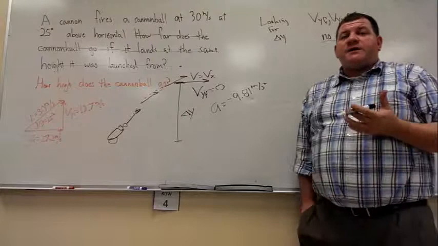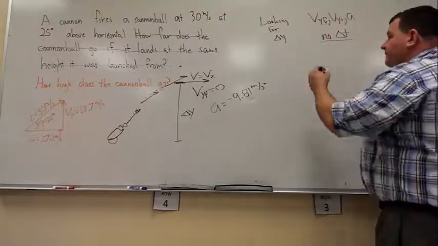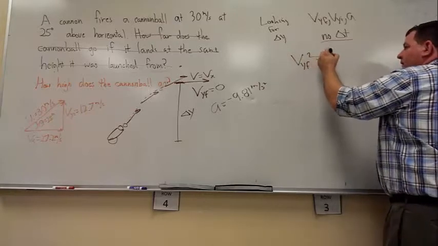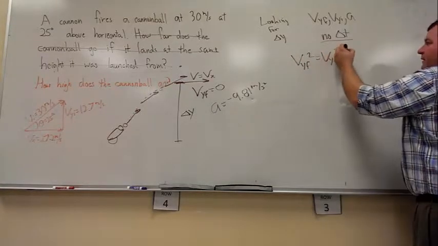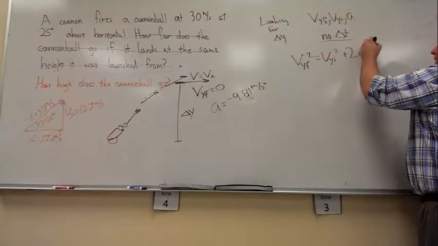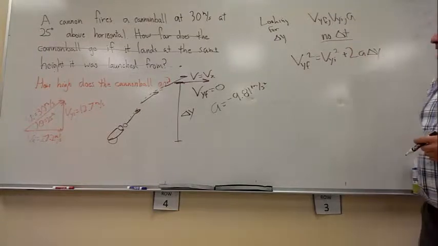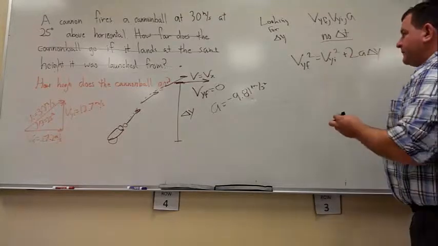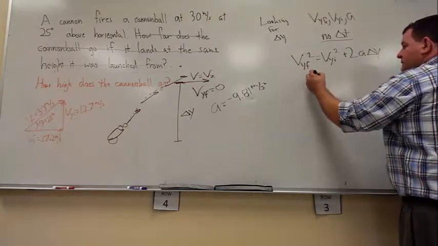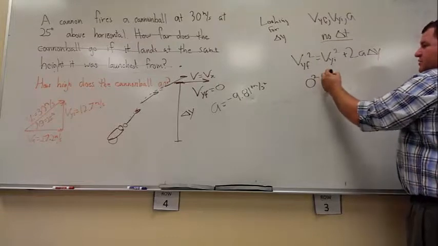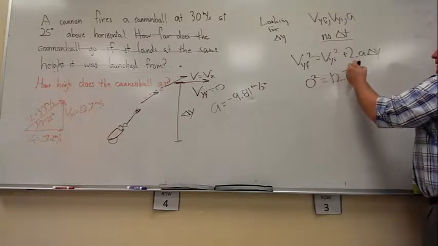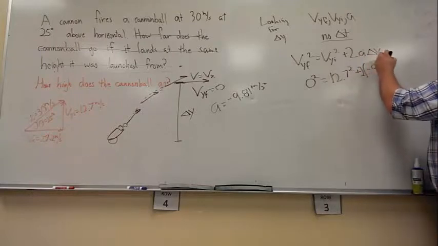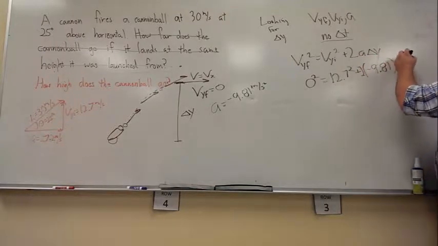We're going to use the equation that doesn't have delta t in it. VYF squared equals VYI squared plus 2a delta y. Now it's just a matter of plugging and chugging. 0 squared equals 12.7 squared plus 2 times negative 9.81 delta y.